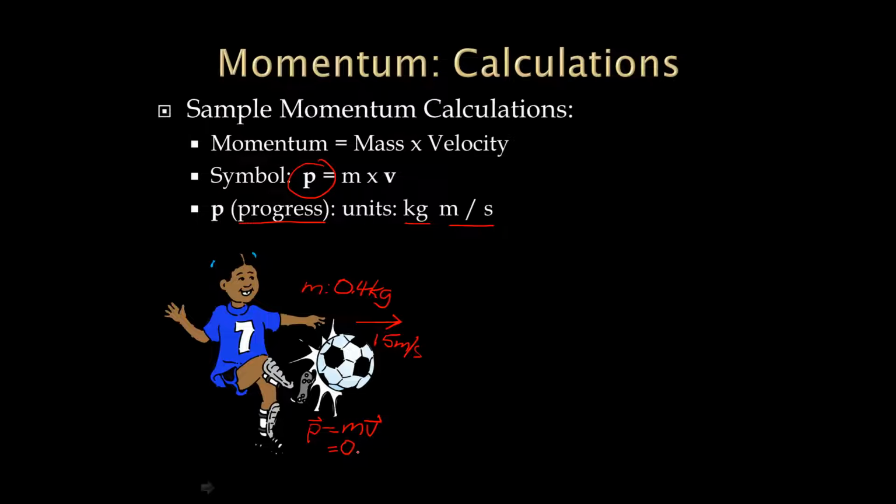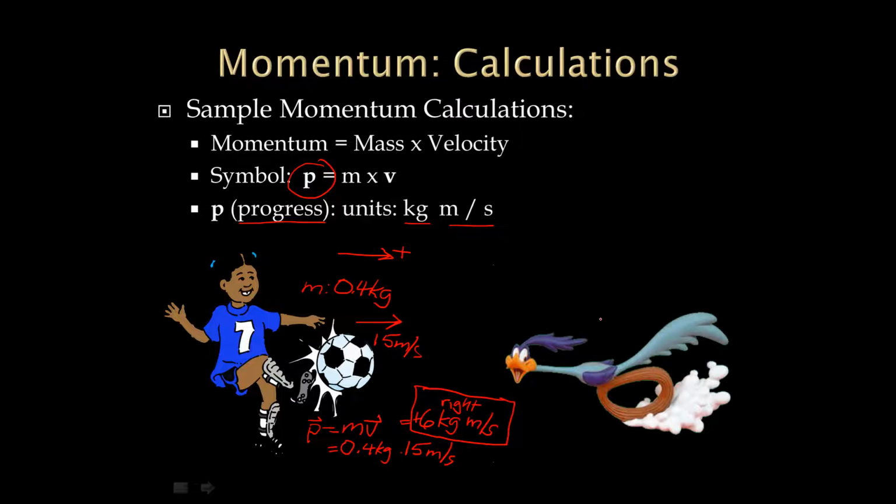So 0.4 kilograms times 15 meters per second equals 6 kilogram meters per second to the right. I'll put that up here. For our soccer ball, if we were to define a coordinate system and we called to the right the positive direction, then we could say it has a momentum of a positive 6 kilogram meters per second.